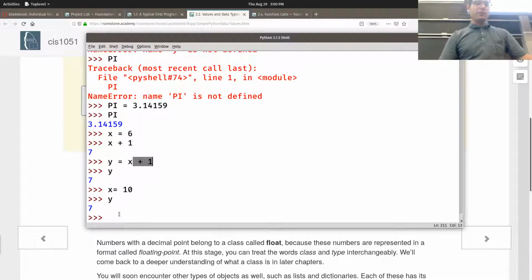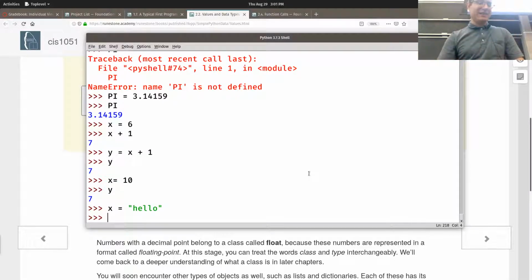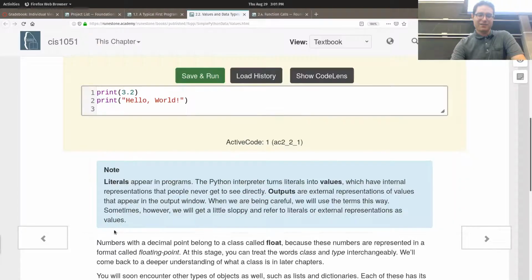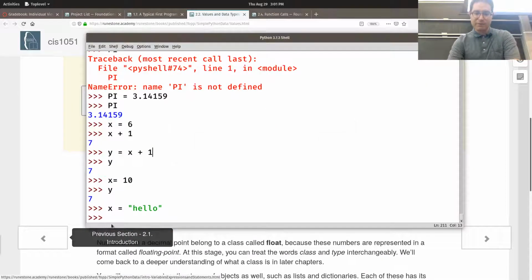Okay, so now variables don't actually have to be numbers, right? x is equal to hello. That's perfectly legal, by the way. So you can store anything you want in a variable. We'd be in real big trouble if y is equal to x plus 1 was an equation rather than an assignment. Because then we'd be saying hello plus 1 is equal to y, and it'd be a bit of an issue.